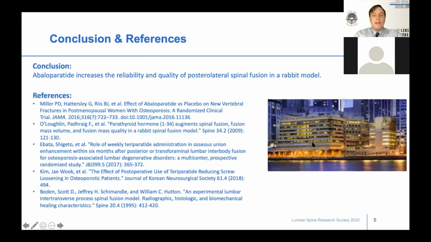Ultimately, we found that the postoperative administration of abaloparatide increases the reliability and the quality of posterolateral fusion using a rabbit model. Thank you.